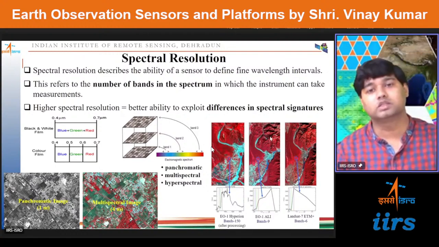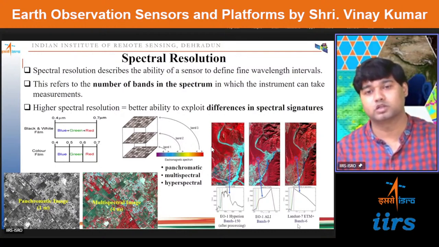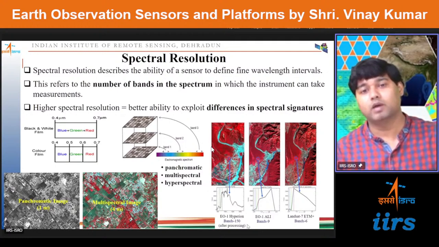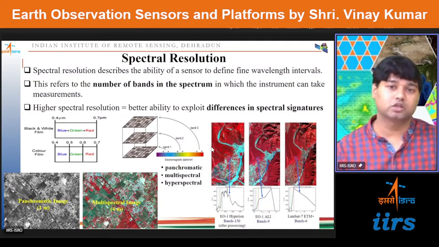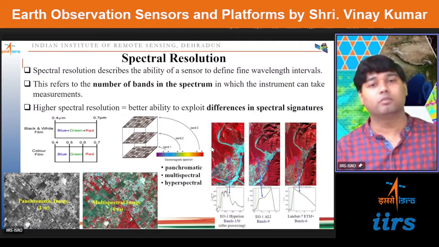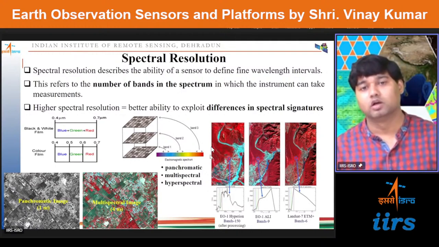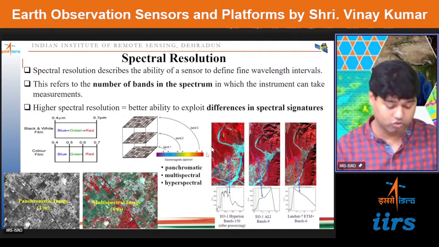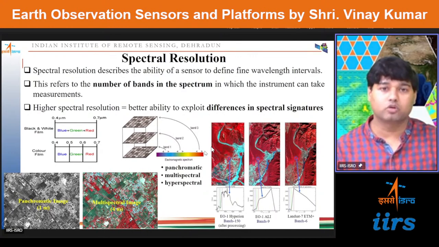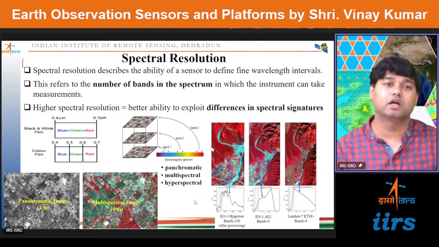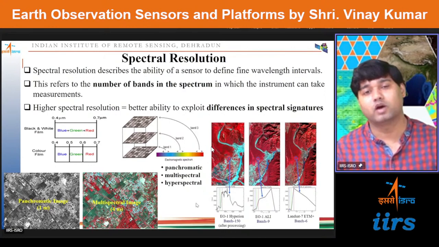Now here you can see there are three data, two multispectral and one hyperspectral, with 6 bands, 9 bands, and 150 bands. The spectral reflectance curve is in more detail when we are using hyperspectral. So on the basis of spectral resolution, the data sets are categorized into three major categories: panchromatic, multispectral, and hyperspectral. Pan is a single band data, multispectral has tens of bands, and hyperspectral has hundreds of bands.